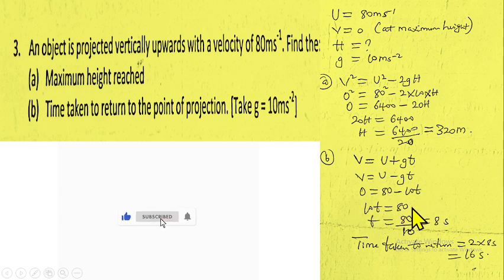Collecting like terms, you have 10t equals 80, then t will be 80 divided by 10, that will be 8 seconds. So that's the time taken to go up. Then the time taken to come down will also be 8 seconds. So the time taken to go up and come down to the point of projection will be 16 seconds.